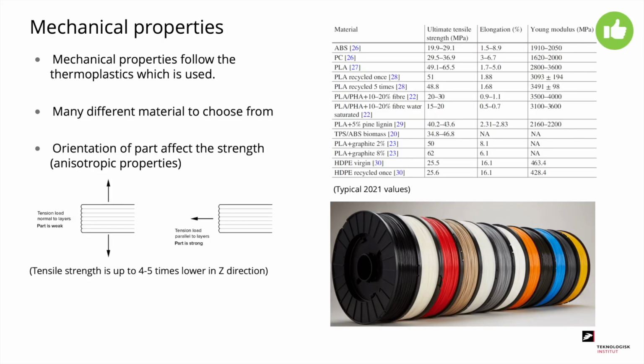Another benefit of FDM printing is that you can have many different mechanical properties. The mechanical properties follow the thermoplastic which is used, and there are so many different plastics to choose from when using FDM printing. One thing to be aware of is that the orientation of the part you're printing has an effect on the strength. For instance, the tensile strength can be up to 4 to 5 times lower in the Z direction than the XY direction.